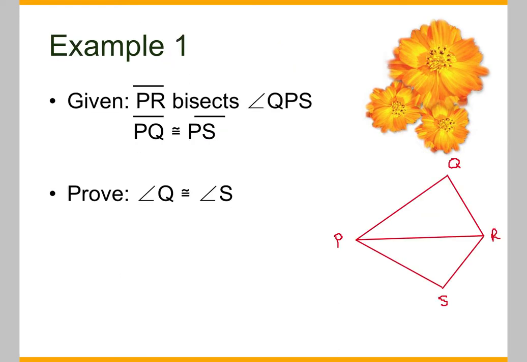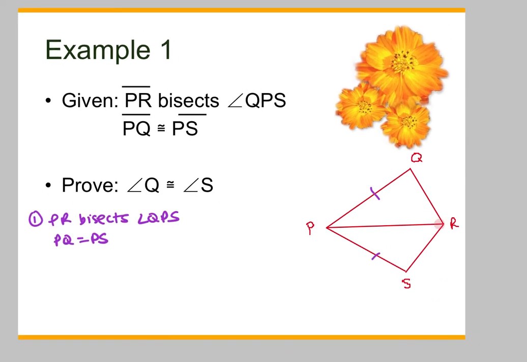All right, so this one says PR bisects angle QPS and PQ is congruent to PS. My goal is to prove that angle Q is congruent to angle S. The way I'm going to get there is to prove these two triangles are congruent and then use CPCTC at the end. So what I have already that I can mark is PQ is congruent to PS, and that PR bisects angle QPS.